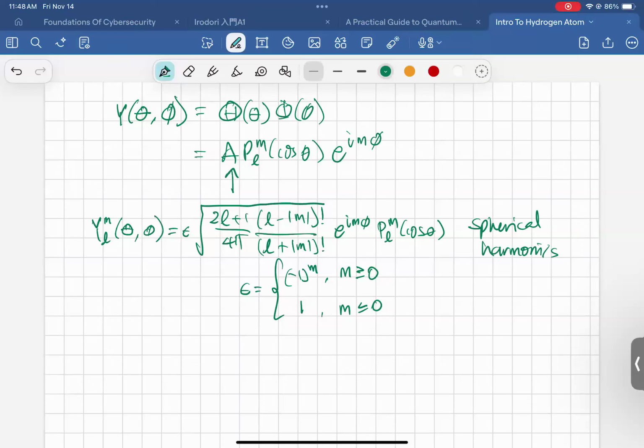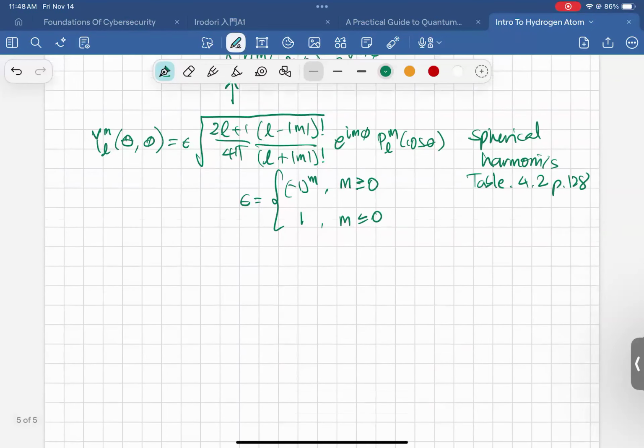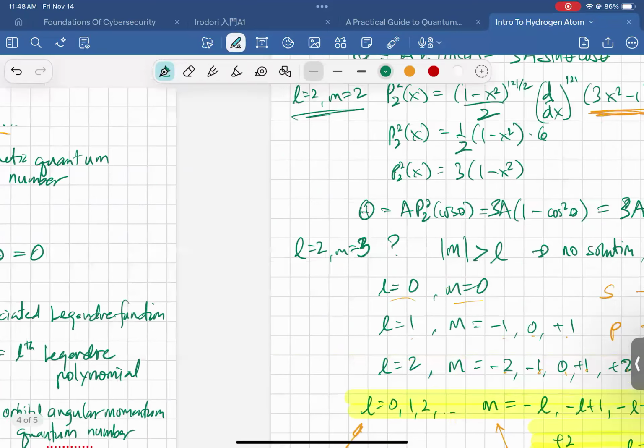Okay. So sige, let's test it out. Okay, so wait lang. Yung spherical harmonics na solution ay nasa table 4.2, page 128. Okay, page 128 ng book. Okay, so if you want to take a look at that. But let's try out a few of these spherical harmonics. So let's begin muna with L equals 2, M equals 0.